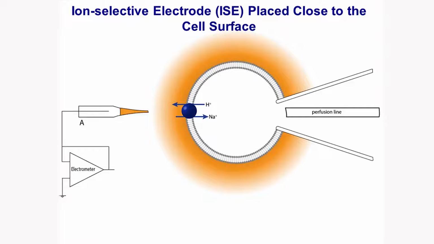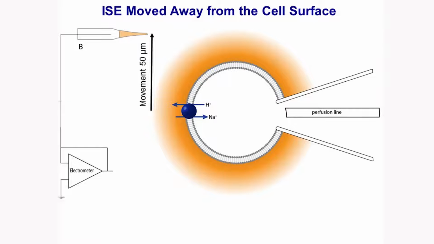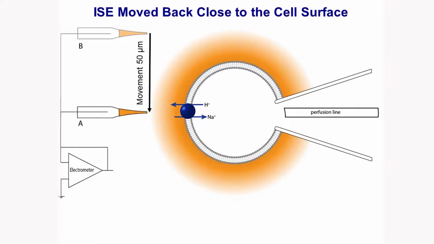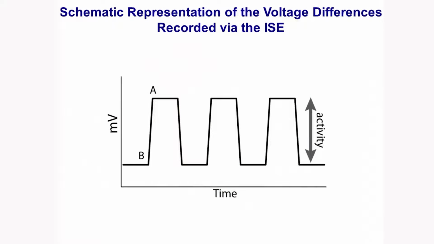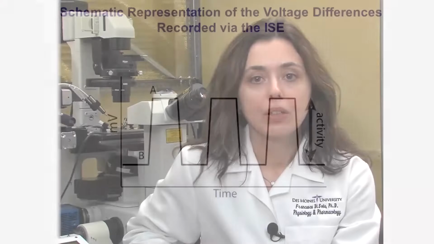The proton-selective microelectrode is moved close to the cell surface where it records the flux of protons moving out from the cells, shown here in position A, and away from the cell surface where it records the free proton concentration present in the solution, indicated by position B, and then back to position A, close to the cell membrane, in a repetitive oscillatory movement. The voltage difference from A to B is recorded and is dependent on, and representative of, the NHE activity.